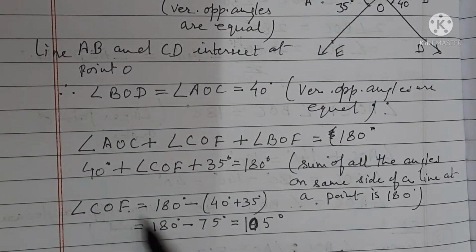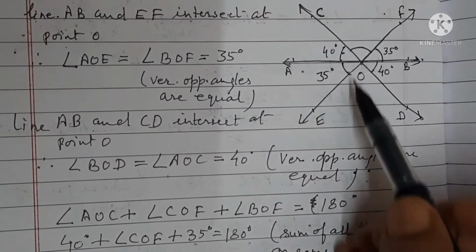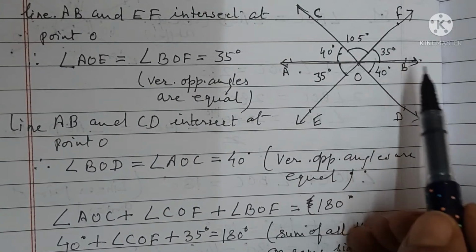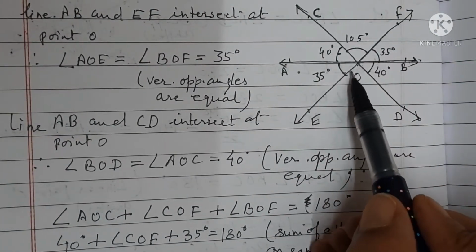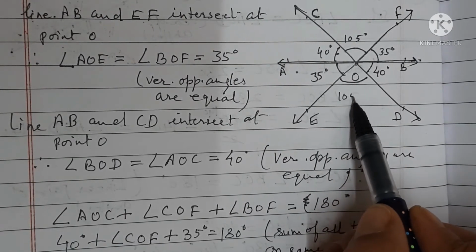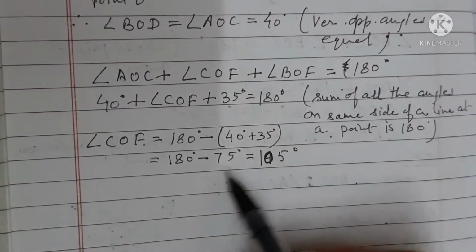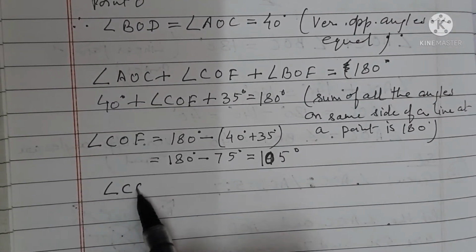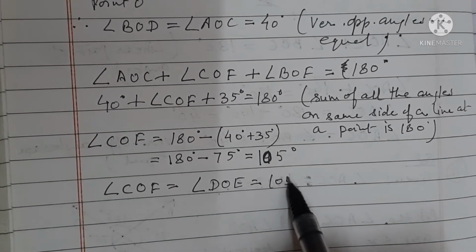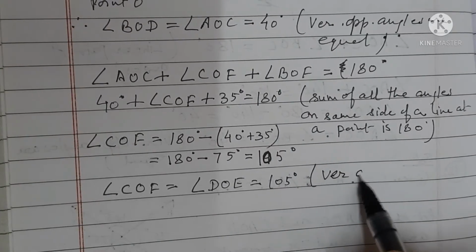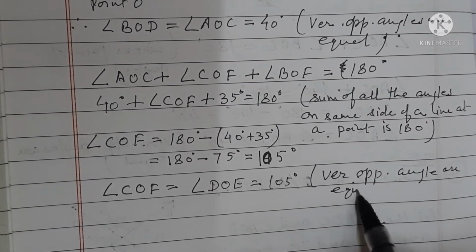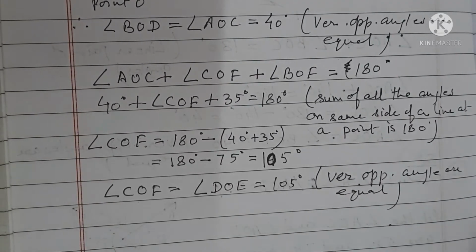So we get COF is equal to 105 degree. Let's see, this is 105 degree, and angle COF is equal to angle DOE. Both are vertically opposite angles. So right here, this is also 105 degree, and you can mention it here. Angle COF is equal to angle DOE is equal to 105 degree. Reason, vertically opposite angles are equal. All angles we have calculated.